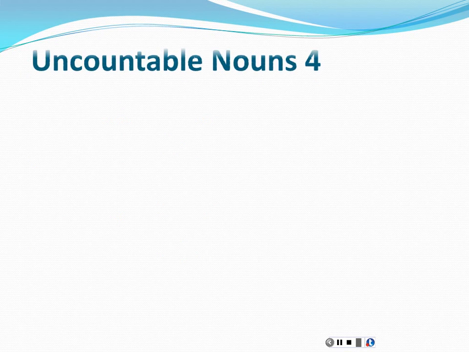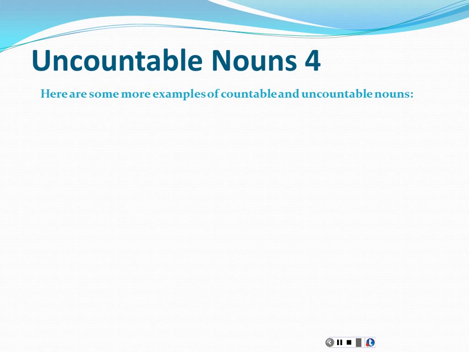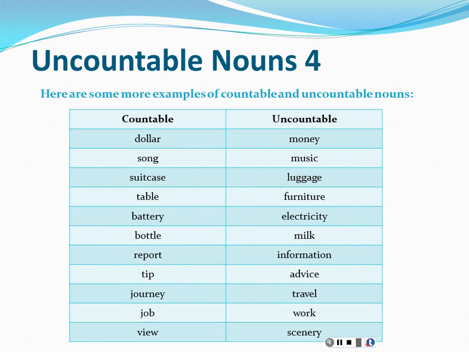Okay, now we are done with uncountable nouns with the third page. Now with the fourth page, we have more examples about countable and uncountable nouns. What is countable and what is uncountable? Let's see the examples. We have a table, countable on the left hand side we can see countable nouns. On the right hand side we can see, here on the right, uncountable nouns. هنا عندنا الأسماء المعدودة. هنا ما يقابلها من الأسماء غير المعدودة. So you have to match between those two.